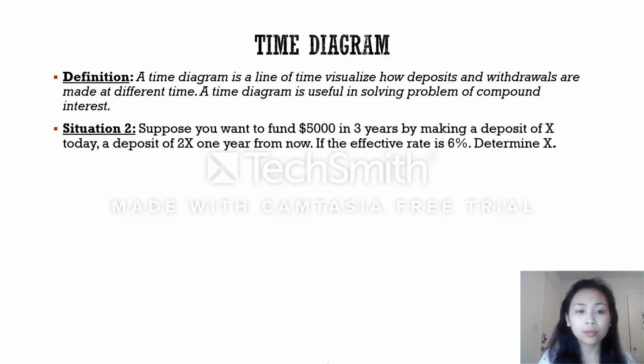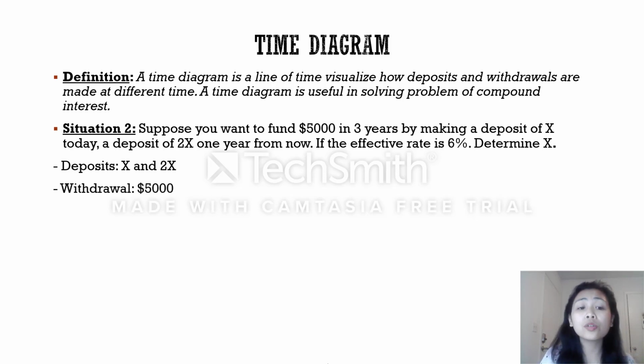Suppose you want to fund $5,000 in 3 years by making a deposit of X today and a deposit of 2X 1 year from now. If the effective rate is 6% per year, determine X. For our time diagram, first you have to define the deposits. Here we have two deposits, X and 2X. For the withdrawal, we have one withdrawal, that is $5,000. So here's how we set up the time diagram.